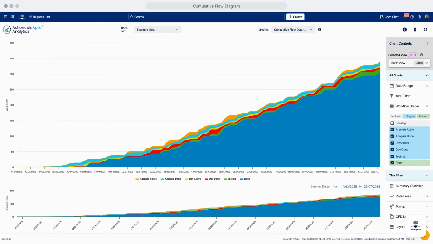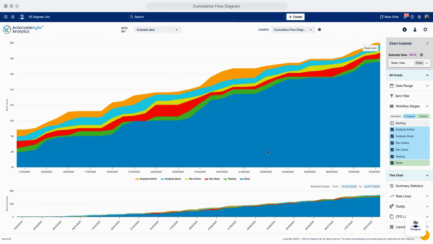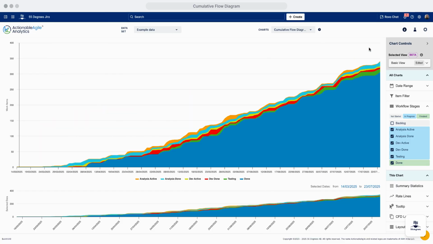The vertical axis represents the cumulative count of work items, while the horizontal axis denotes calendar days. Each coloured band signifies a workflow stage, with its height indicating work in progress and width relating to cycle time. When interpreting this chart, we recommend investigating bulging colours, questioning disappearing colours, and aiming for parallel bands that trend upwards to indicate a steady flow of work.